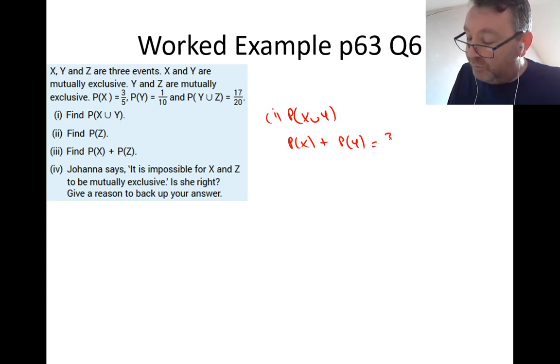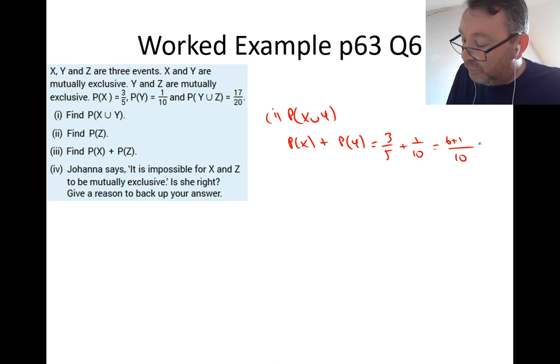P of X is 3 over 5. We have that already from here. P of Y is 1 over 10. So when you add the 2 together, you'll get 6 plus 1, which is 7 over 10. And just in case you're wondering, common denominator is 10. 5 into 10 goes twice, times 3 is 6. That's where I get the 6 from there.